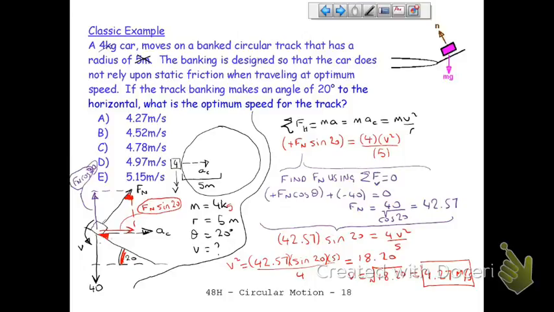So, cool. That's another two-step problem, and I'm approaching them all the same way. I'm drawing a decent diagram. You've got to draw a decent diagram. And then I'm recognizing there's an acceleration there. And I'm going to do the sum of the forces equals ma along that acceleration. And I know the acceleration is centripetal, so I'm going to do v squared over r. And then I try and solve.